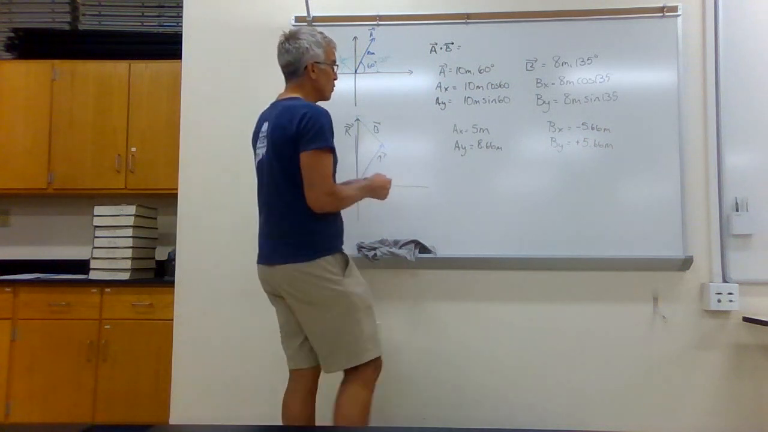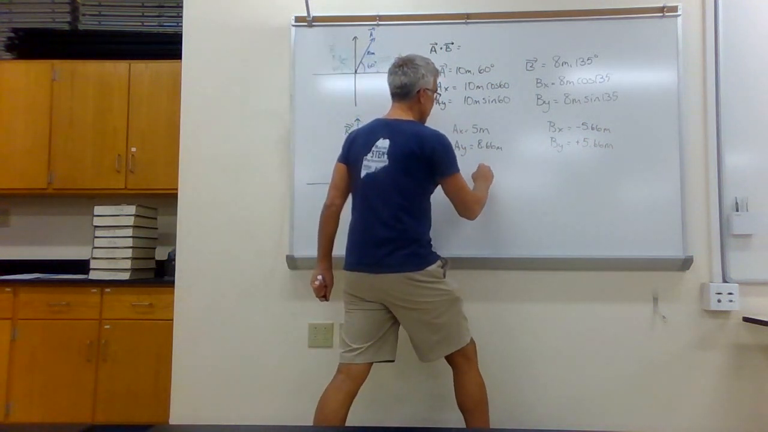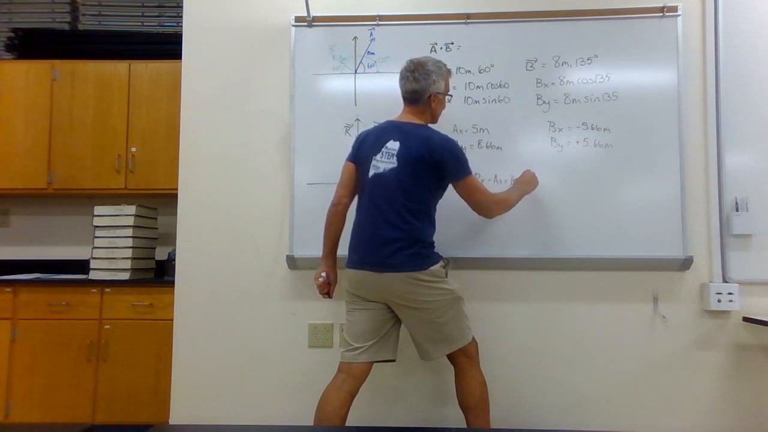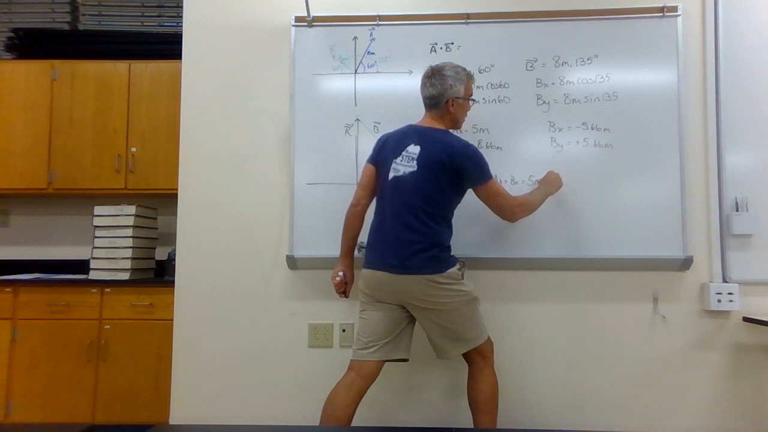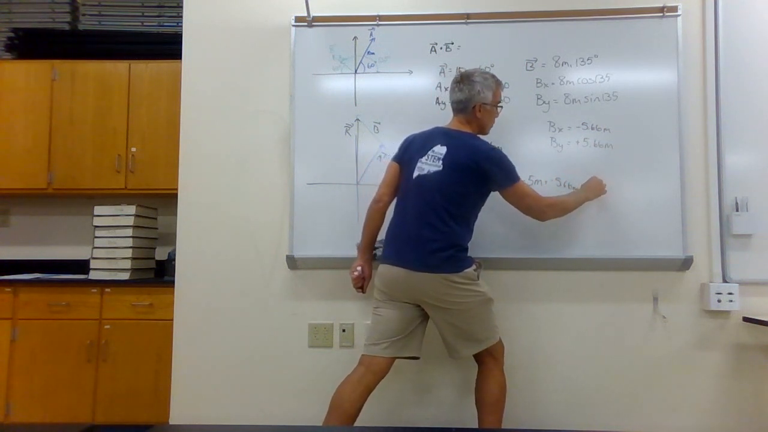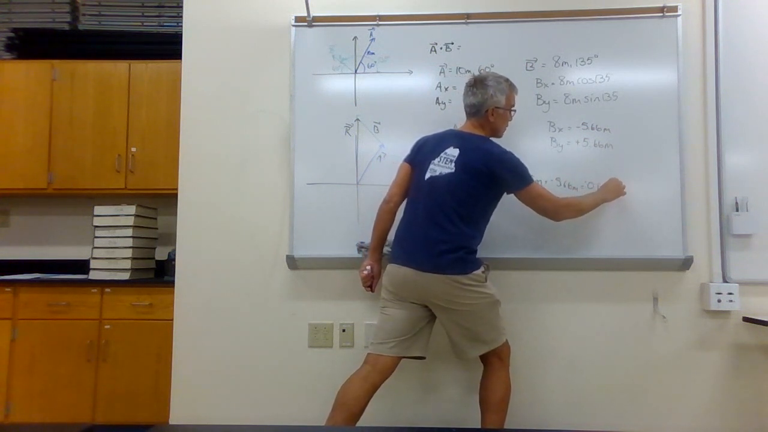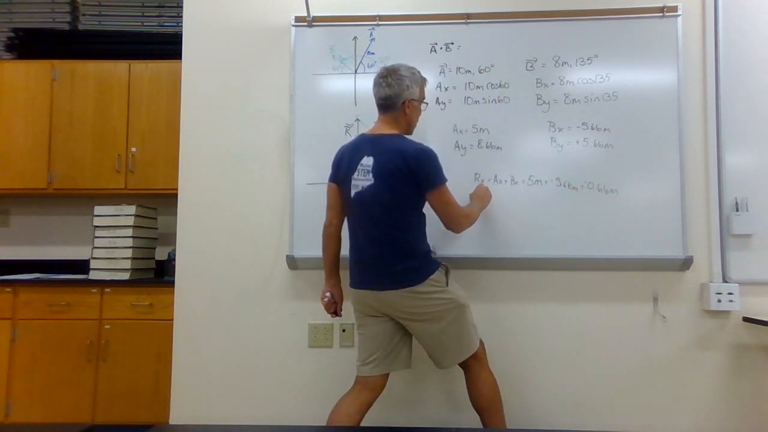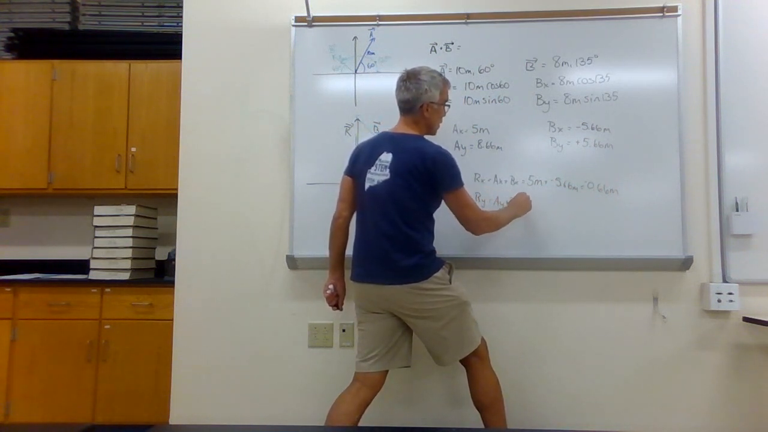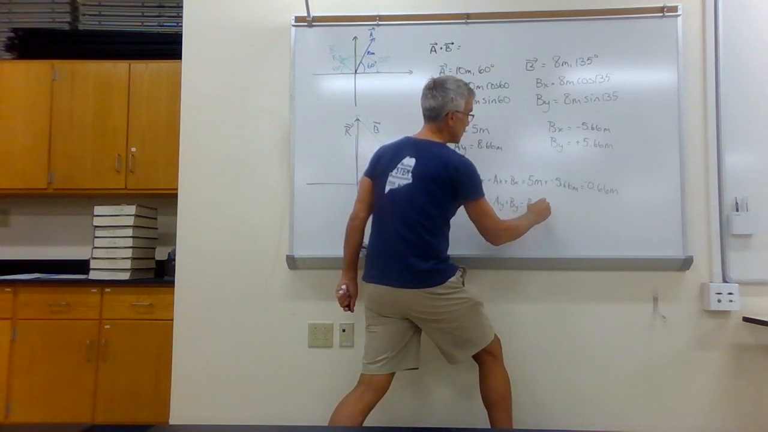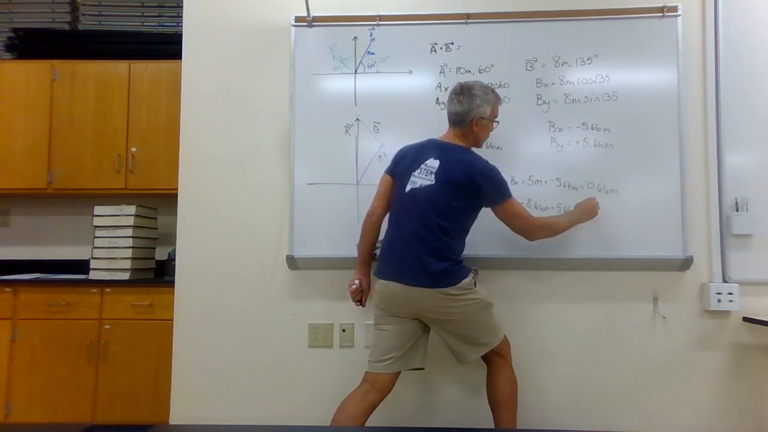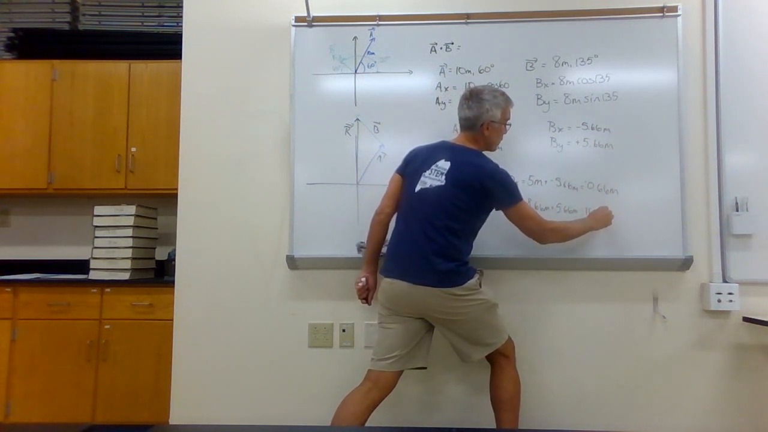Okay, now we have our components. We know that the x component of the resulting vector is going to be a sub x plus b sub x, which is 5 meters plus a negative 5.66 meters, which I believe is negative 0.66 meters. The y component of the resulting vector is a sub y plus b sub y, which is 8.66 meters plus 5.66 meters, which I believe is 14.32 meters.